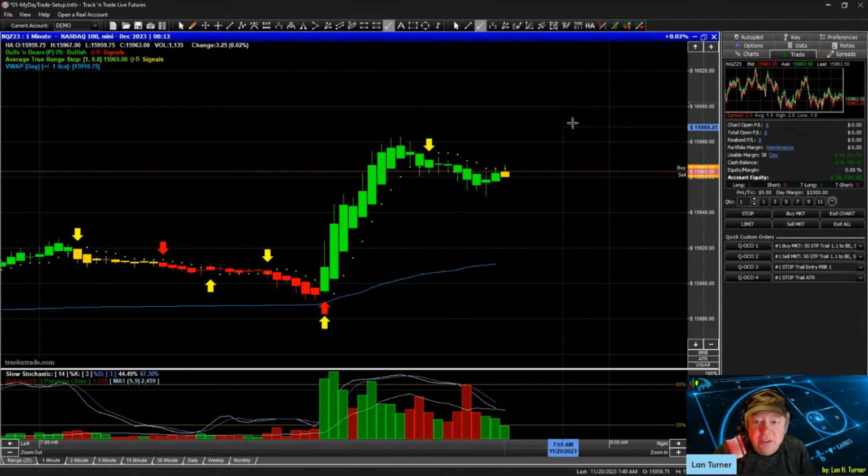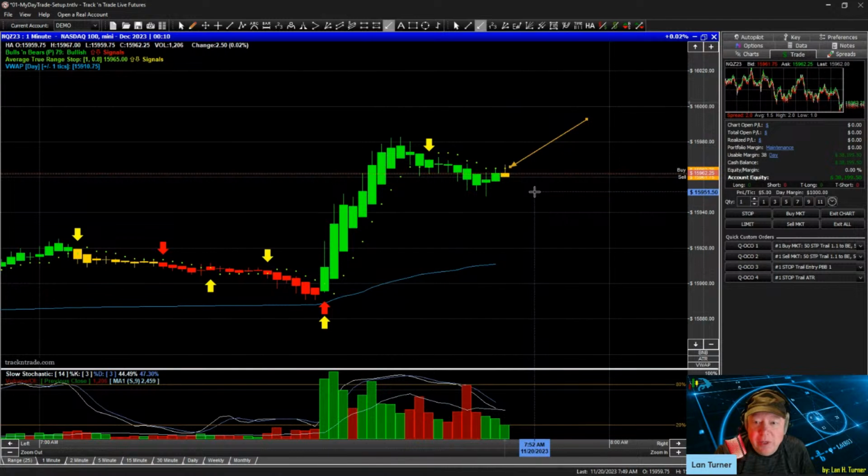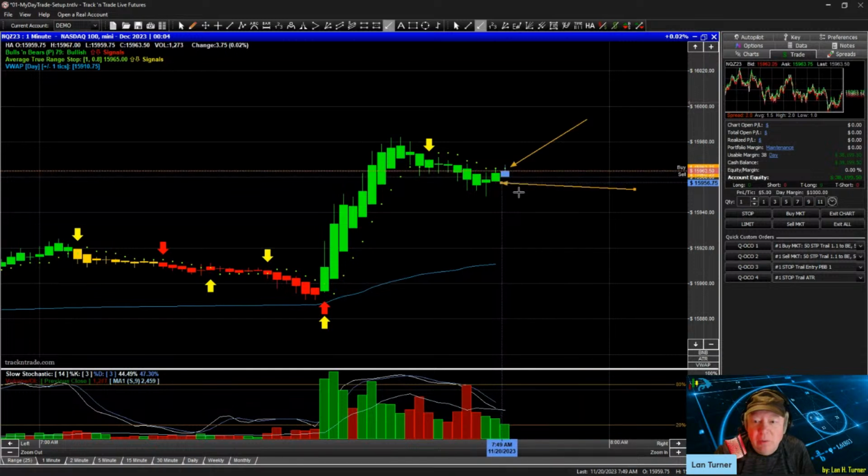We got several locations here. We can get in right here. Let's say we get in with 1 contract. If we get in with 1 contract, we only have 1 location to put our stop, 1 price bar back. That's where I would put my stop.